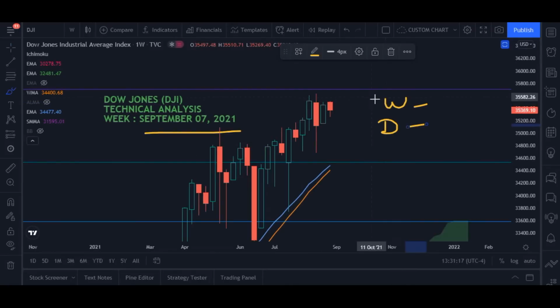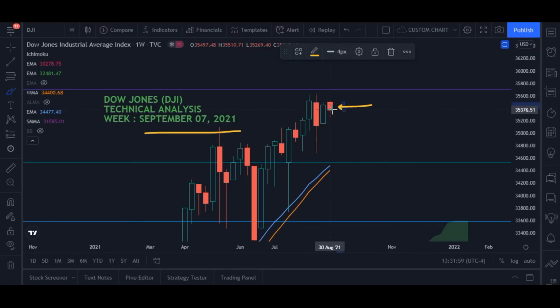So first I'm going to start with the weekly chart. This is the weekly chart and these are the weekly candles. If you see the last candle, it is a bearish hammer, a small bearish hammer. This bearish hammer in the bull trend only signifies that the bull trend is a little weak, meaning there is not as much momentum in the bull trend as it was 2 or 3 weeks ago. So this is the interpretation of this bearish hammer.